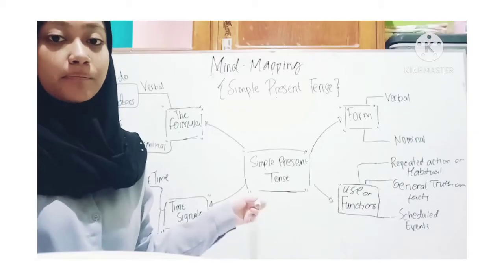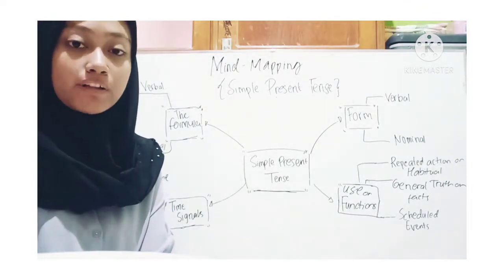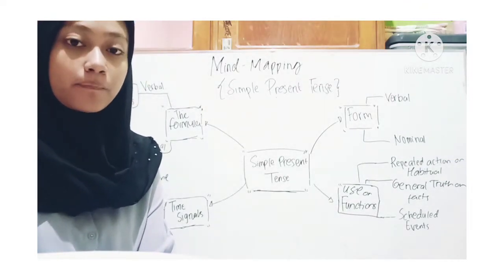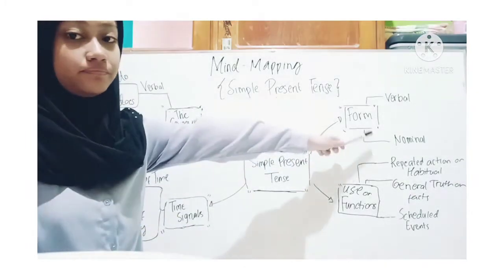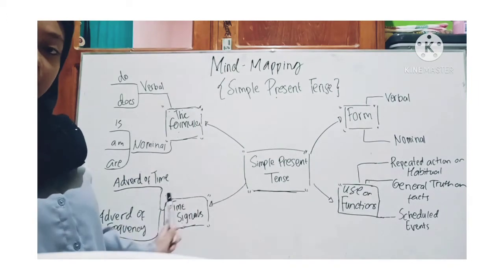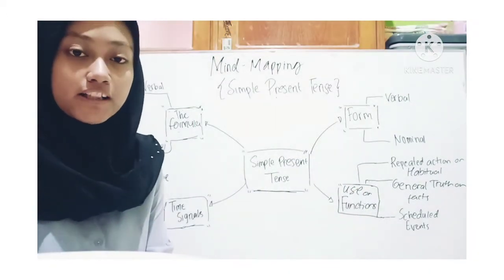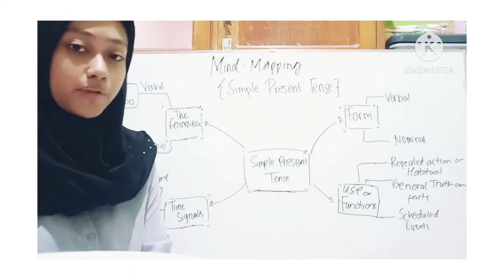To understand more about this topic, let's learn through mind mapping. This is the mind map of simple present tense. In simple present tense, there are four related things that you need to pay attention to: the form, the formula, time signals, and the use or functions. We are going to study these one by one.